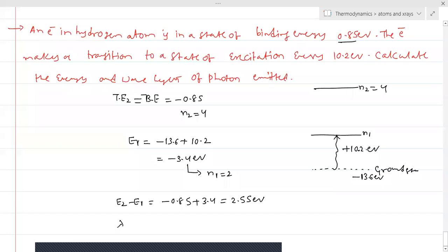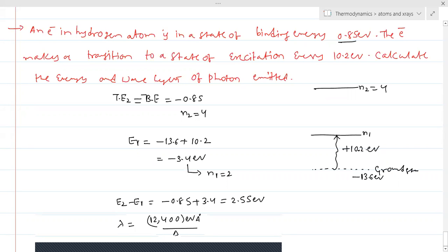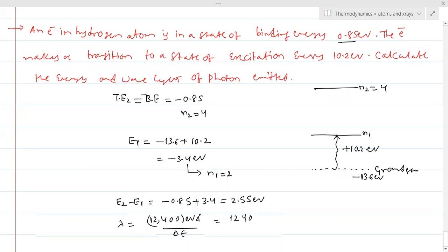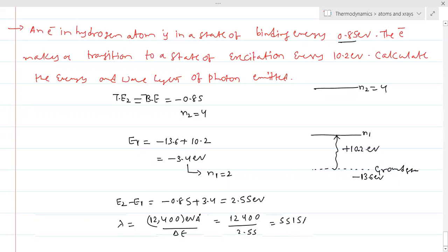If you need the wavelength, we have already seen that lambda equals 12,400 electron volt angstroms by delta E. So 12,400 by 2.55 equals 4863 angstroms. In this way we will do the problem.